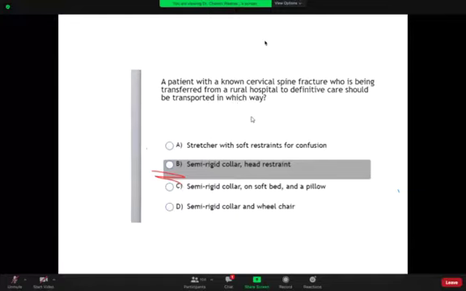So basically what you should do is immobilize the head and the cervical spine. You could use a collar and then put head blocks on either side.